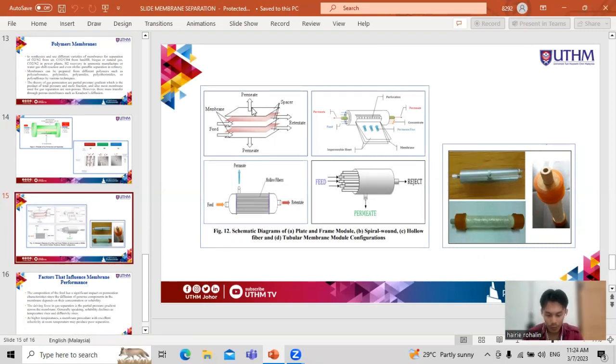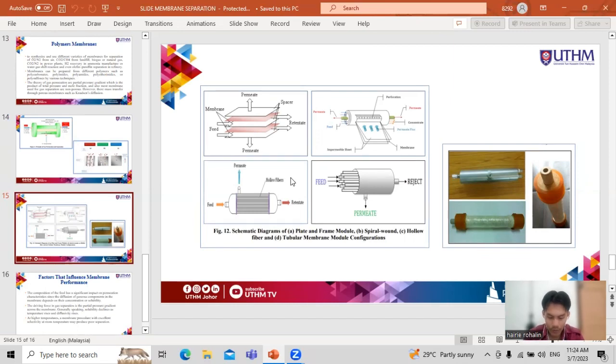As for the spiral wound module, which is the B, it is a plate and frame system wrapped around a central perforated pipe collecting permeate. The spacer is placed between the membranes to avoid contact of feed and permeate, and also to provide clearance for gas to interact with the membrane. That was the B. The C is the hollow fiber.